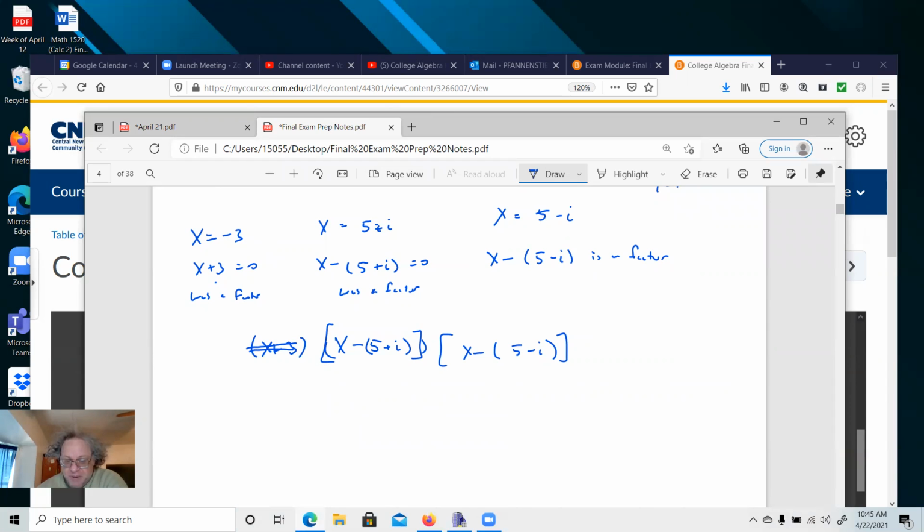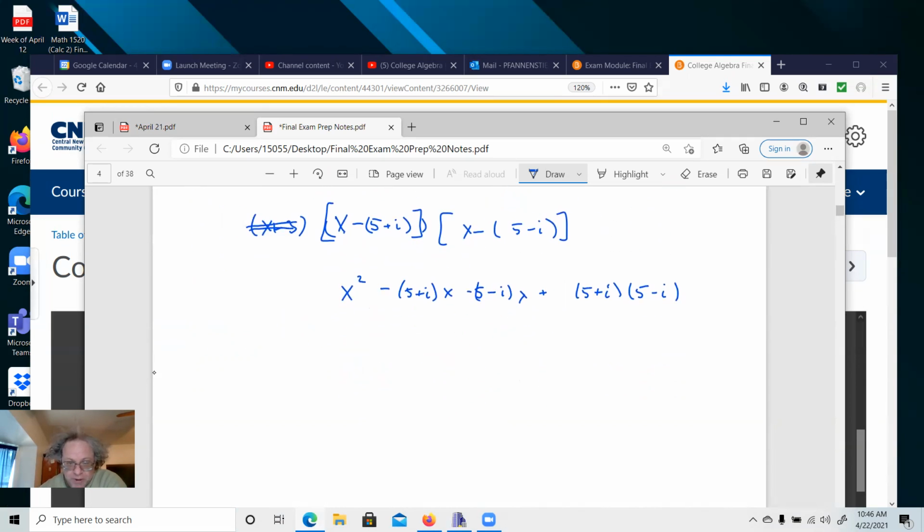So we're going to have x minus (5 plus i) and x minus (5 minus i). We're just going to follow this out. x times x is x squared. We're going to have a minus (5 plus i) x, and a minus (5 minus i) x. That's this times this. And then minus times a minus is a positive, and then we have (5 plus i)(5 minus i). I just followed it out. That's all I did.